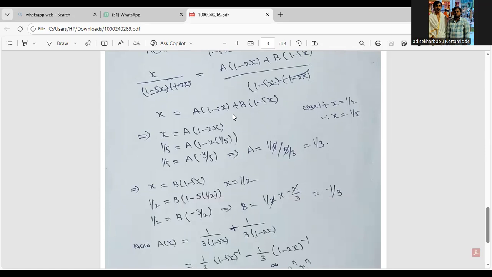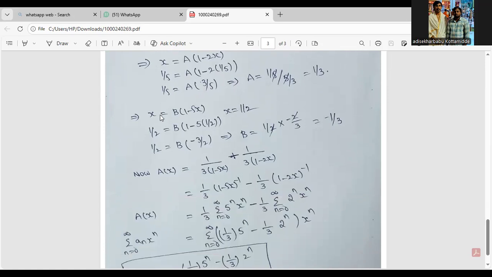Now we find the A and B values by solving case 1, x = 1/2, and case 2, x = 1/5. Substitute x = 1/2 and x = 1/5, and we get the A and B values. Here x = A(1 - 2x). Substitute x = 1/5: 1/5 = A(1 - 2 × 1/5) = A × 3/5. Finally, A = 1/3.